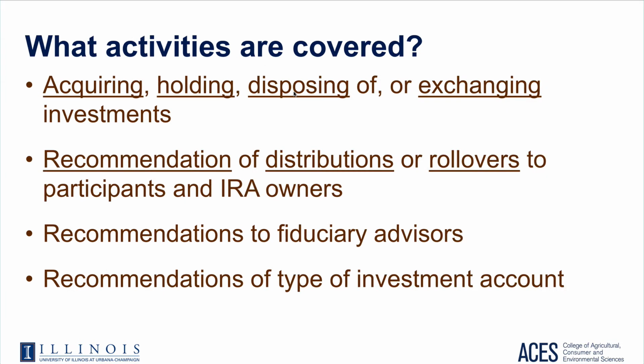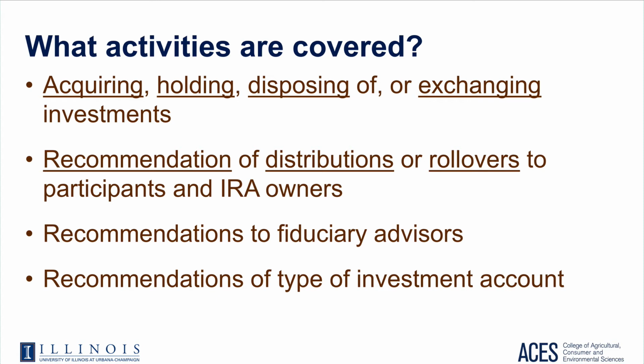All right, so that's the core of the rule. So what is covered? What is in the umbrella, right? What type of elements do you do? Well, if you give advice acquiring, holding, disposing, or exchanging investments, okay, so that's new. That's different. That's a very broad umbrella. If you provide recommendations of distributions or rollovers to participants and IRA owners, that activity is specifically and explicitly covered. So now we have an entire additional element in play, and we'll cover that on the next slide.